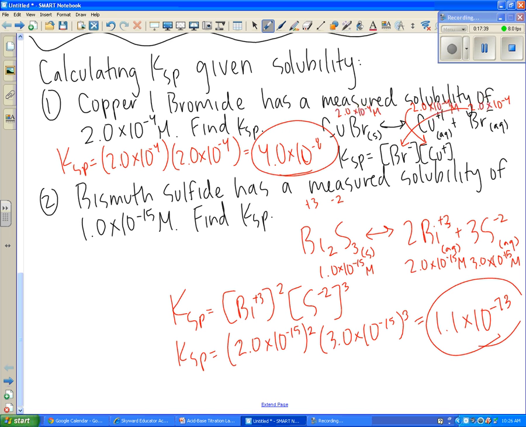KSP is much, much smaller for bismuth sulfide than it is for copper 1 bromide, indicating that copper 1 bromide is much more soluble than bismuth sulfide. We can also obviously see that with the solubility of them.